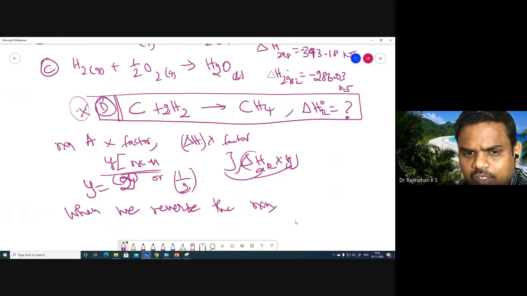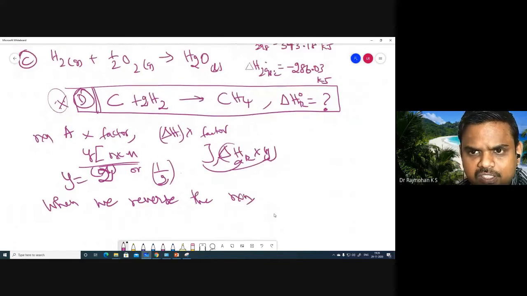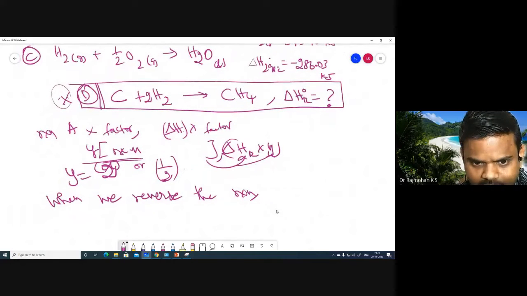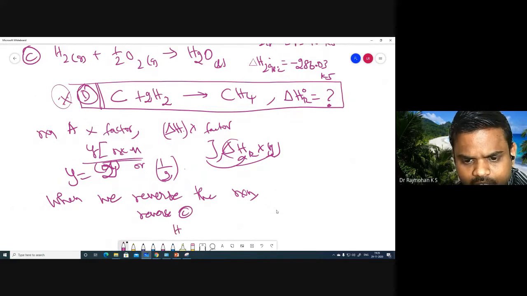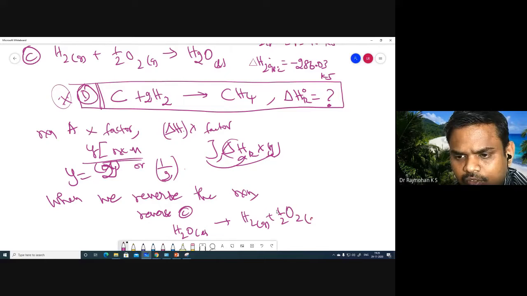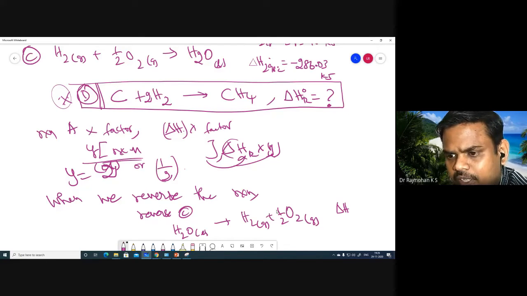So that's what I told about -1. When I am reversing the reaction, for example, this C reaction, what happens? We can write H2O liquid gives H2 gas plus 1/2 O2 gas. So in that case, delta HR also needs to be reversed. That is minus of minus 286.03, that is plus 286.03.